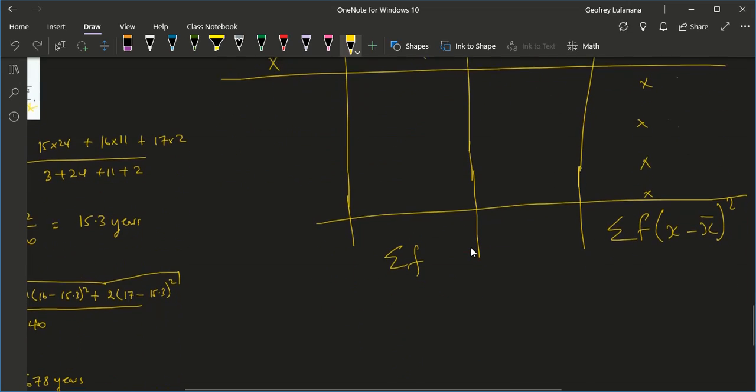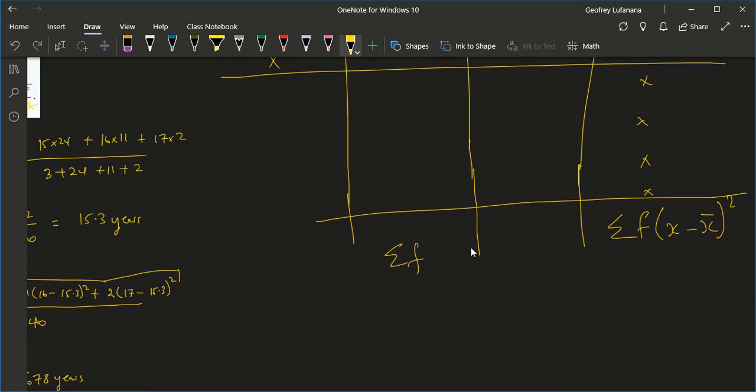So if I have big data, columns would be faster because you've organized the data and it's easier to see, and then your standard deviation would straight away be summation of f (x minus x bar) squared. That's basically the total there, over summation of f, and then that is the square root.